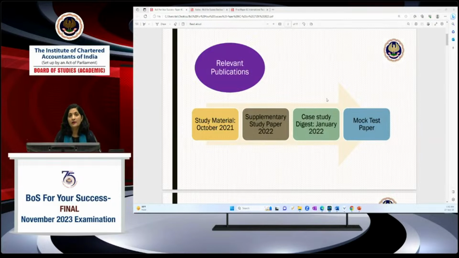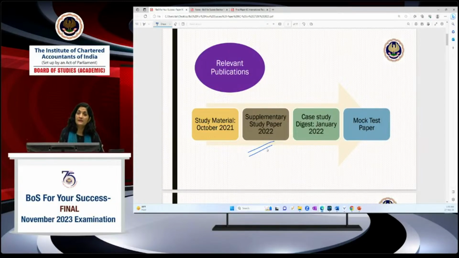So the amendments made by the Finance Act 22 are relevant for you. These amendments are covered in the supplementary study paper 22, which contains the amendments made by the Finance Act 22 and the notifications and circulars up to 31st October 22. But for the November 23 examination, the cutoff date for amendments is 6 months prior to your examination, that is 30th April 23, right? For your international paper, there are no significant circulars or notifications issued from 1st November to 30th April, so there is no star update.